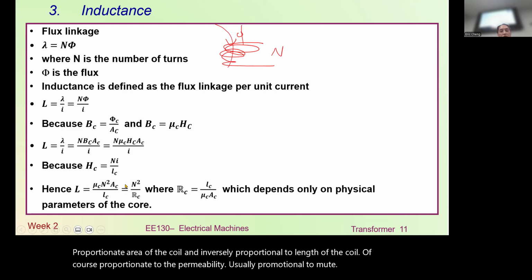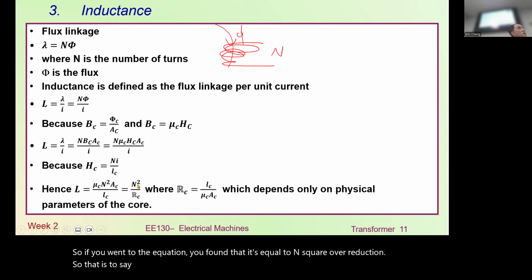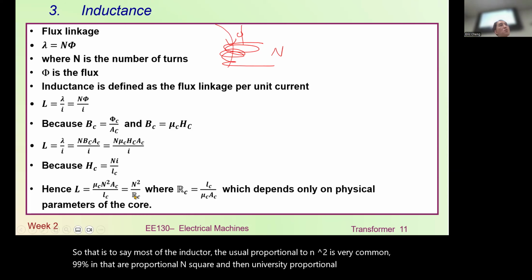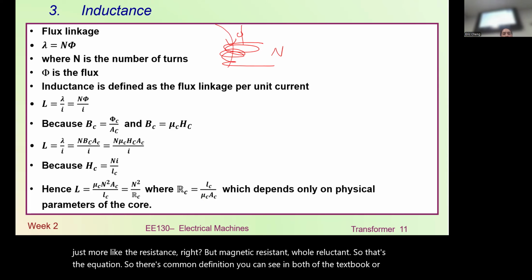If we go to the equation, we find that it equals N squared over reluctance. That is to say, most inductors are proportional to N squared. That's really common, 99% of inductors are proportional to N squared, and inversely proportional to reluctance. Reluctance looks more like resistance, right? It's magnetic resistance, called reluctance. That's the common definition you can see in most textbooks or on the internet.